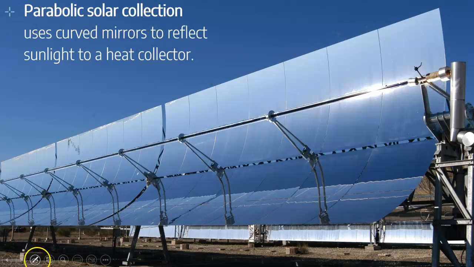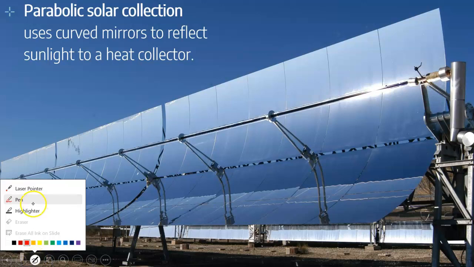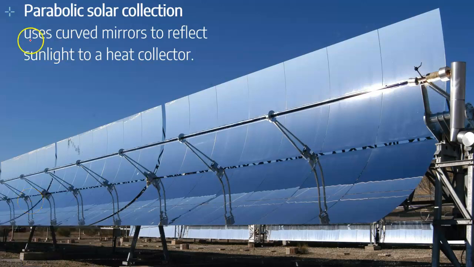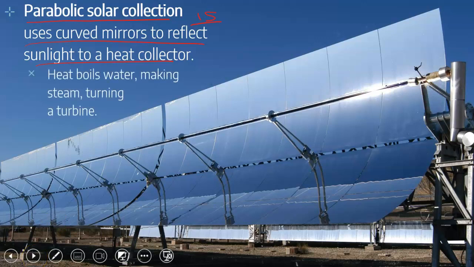And basically what happens here is it uses curved mirrors. This is number 15. They reflect light onto a heat collector. Basically what happens, like with anything else, we boil water, we turn it to steam, the steam turns a turbine that generates electricity.